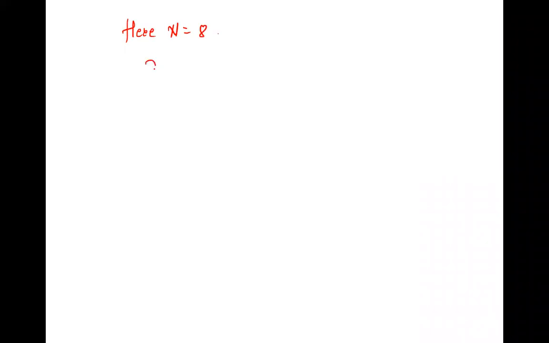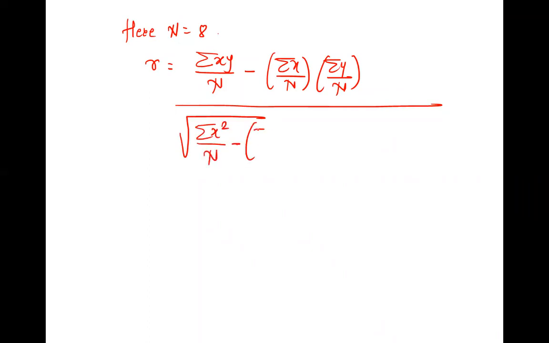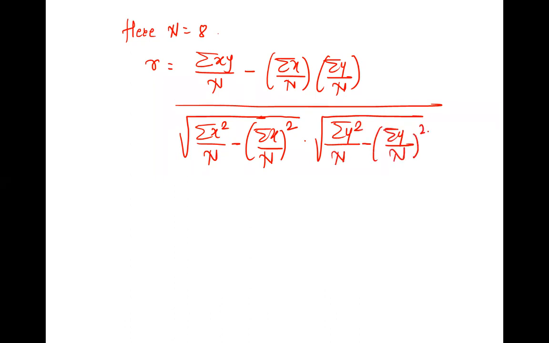And now we have to find r. So we have a formula. Formula of correlation coefficient: summation xy upon n minus summation x upon n into summation y upon n, upon under root summation x square by n minus summation x by n bracket square, into one more under root summation y square by n minus summation y by n bracket square. So this is the formula of r, which we used in the first example we solved. So this is important, please remember.